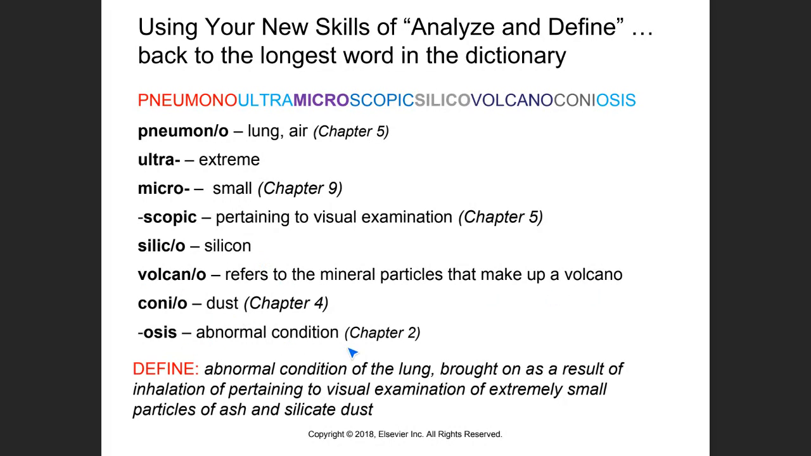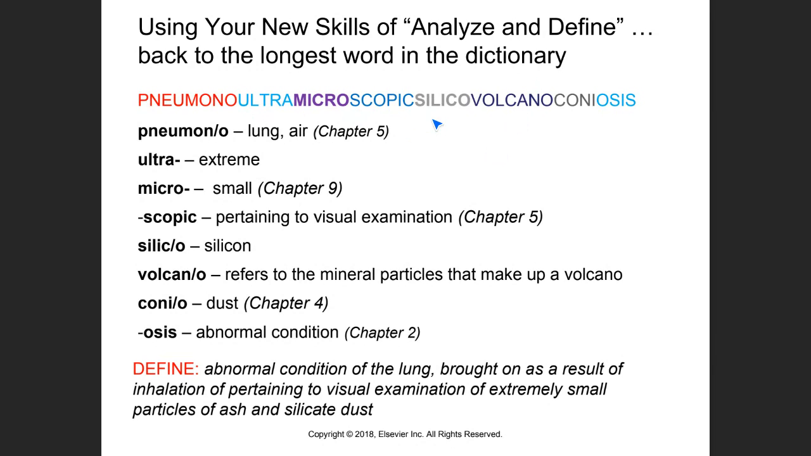So if we were to combine all of this, our definition would be abnormal condition of the lung, because that's what osis is. It's an abnormal condition of the pneumon, the lung, brought on as a result of inhalation of pertaining to visual examination of extremely small particles of ash and silicate dust. Okay, so what does this mean? It actually tells you that you have an abnormal condition where you were close to a volcano erupting and you breathed in all these ultramicroscopic silicon volcanic dust.